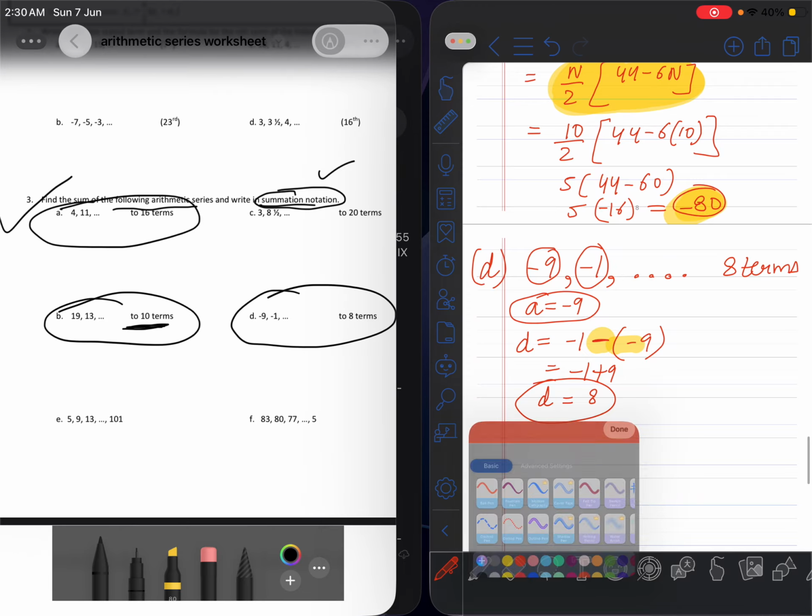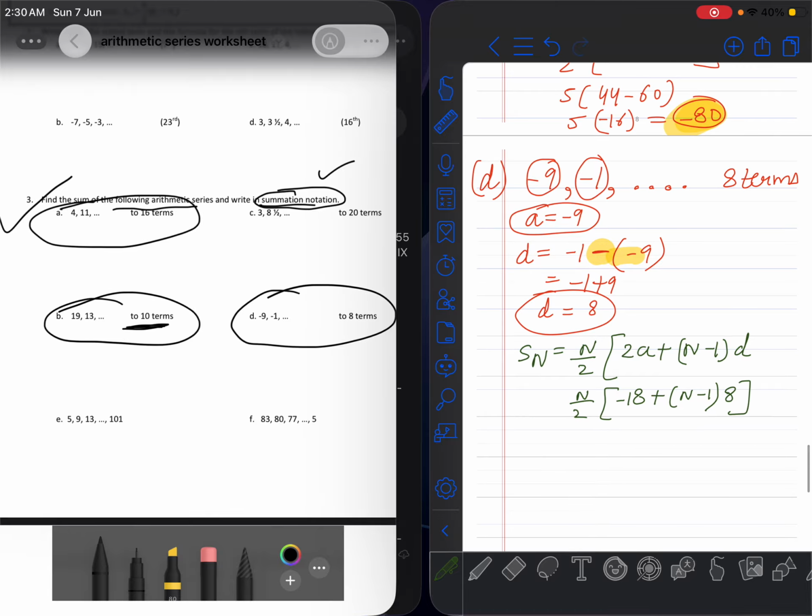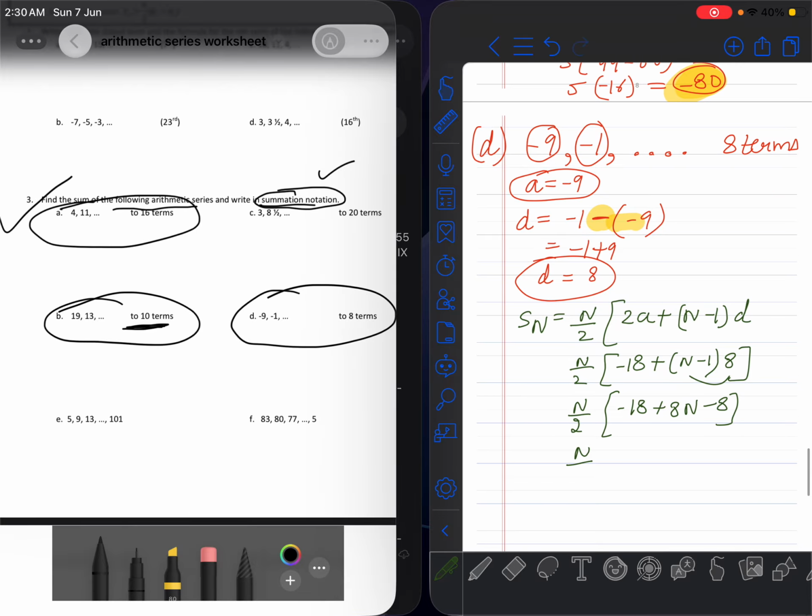Okay, and let's calculate the general rule first. For the sum, we have this formula. So n is, we don't have to put n first. 2 into minus 9 is minus 18. n I'm not putting. d is 8. Okay, so n by 2 times minus 18 plus 8n minus 8. So we have n by 2 times 8n minus 18 minus 8, which is minus 26. So this is the general rule.